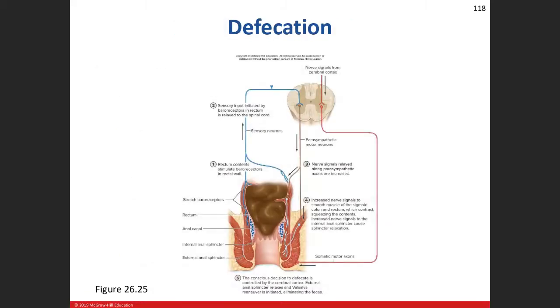Okay, so here's your picture. Basically what I just talked about. You have the baroreceptors here in the rectum. As it's starting to fill with the feces, it's going to cause a stretch. That sensory information is going to travel here to the spinal cord, where then it'll directly synapse onto a parasympathetic motor neuron. That parasympathetic motor neuron is going to travel down here and cause the smooth muscles of the wall of the rectum to contract to help move the feces down. And at the same time, it's going to cause the internal anal sphincter to start to relax.